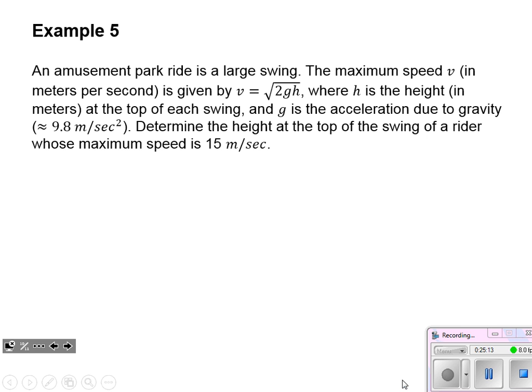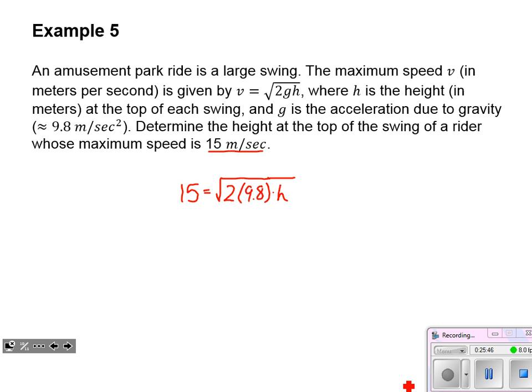All right, so very typical standardized test type question. They give you some weird formula, and you just need to know what you're solving for and what to plug in. So we know that 15 meters per second is his maximum speed, his velocity, I guess, they're using v for. That equals the square root of 2 times 9.8 for our acceleration due to gravity, and we're solving for h, the height of the top of his swing.